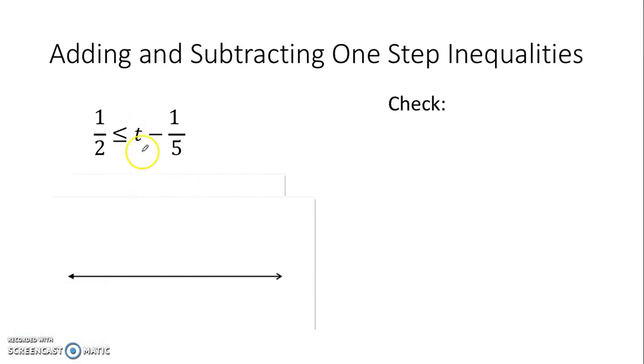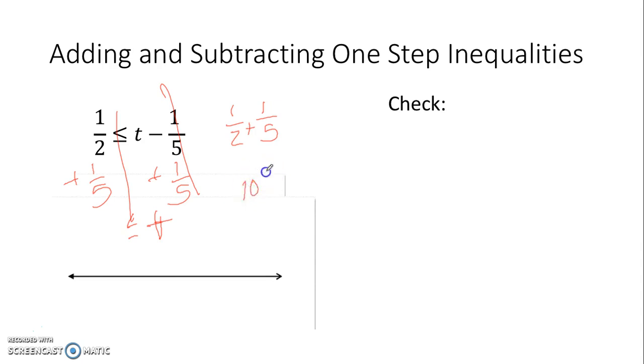1/2 is less than or equal to t minus 1/5. So we need to add 1/5 to both sides. These cancel out. That leaves us with t is greater than or equal to 1/2 plus 1/5. Okay, let's find a common denominator. 10 would be our easiest one.